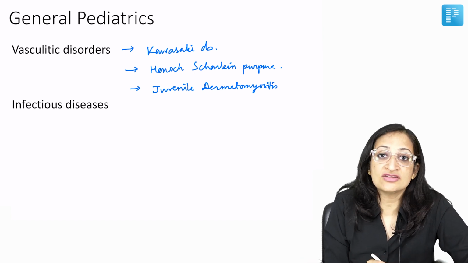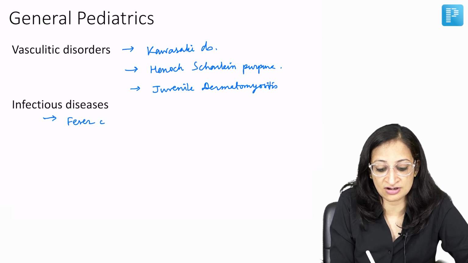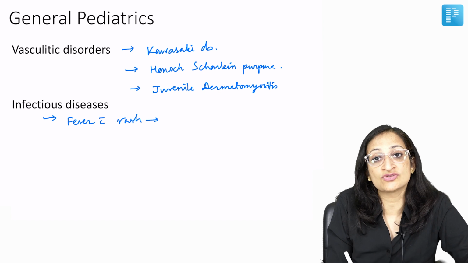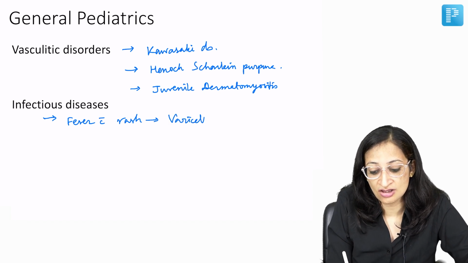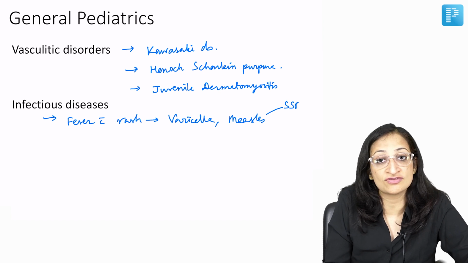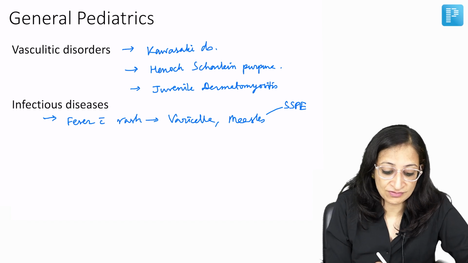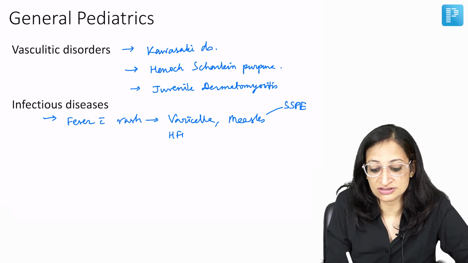Among the infectious diseases, very important are the diseases where you have fever with rash. Again, n number of times you've got case scenarios on varicella, on measles, and the long-term complication of measles, that is SSPE, you also need to be aware of. You've got questions related to that multiple times. So fever with rash, including hand, foot, mouth disease.